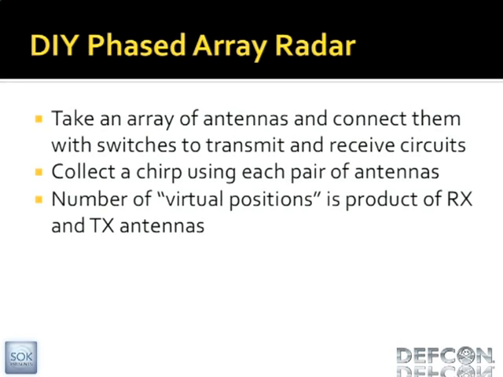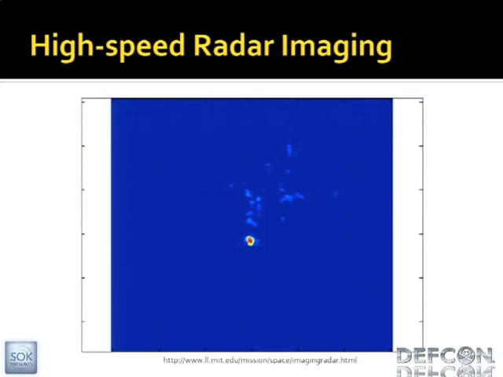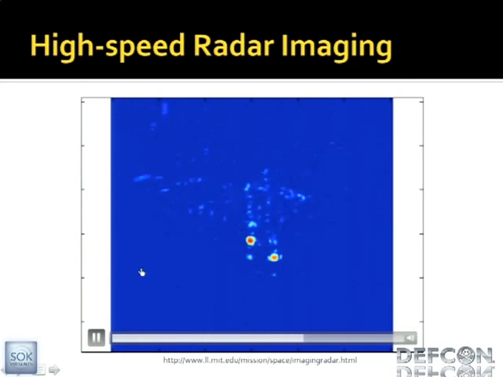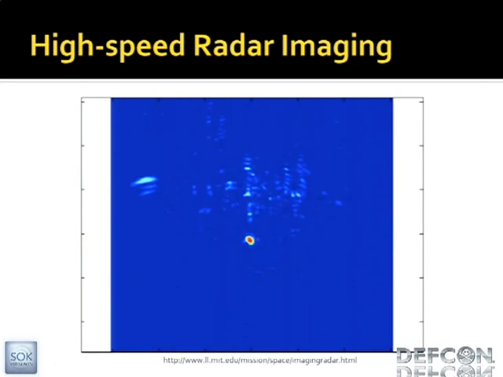I have a video here of something that's actually been built by MIT. They built a phased array radar system designed to capture images at 10 hertz. We have a metal ball in the middle, and then they rolled another metal ball past it, and you can see it rolling in real time. You see that little dot there, it just comes past. So this is pretty fast.